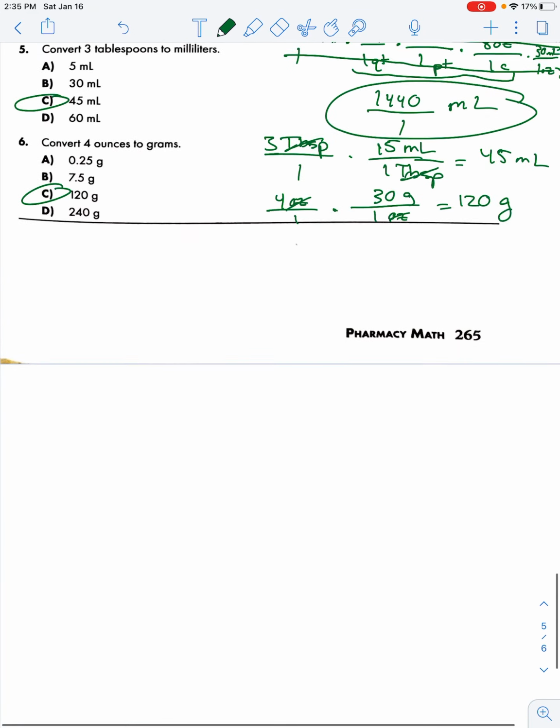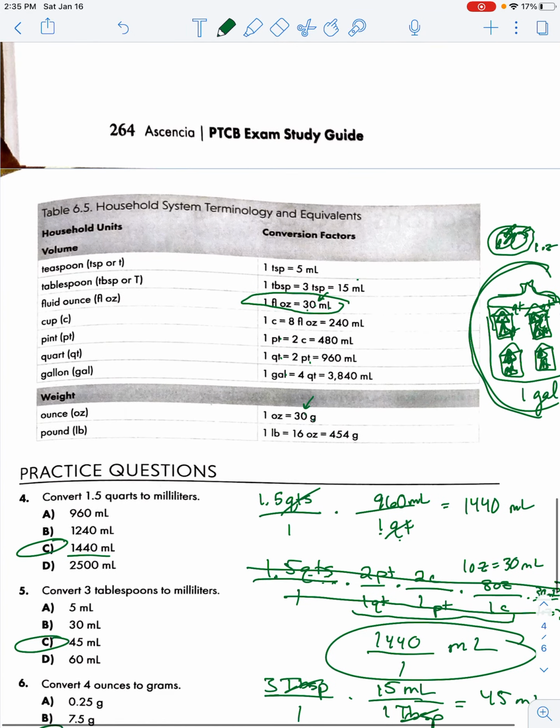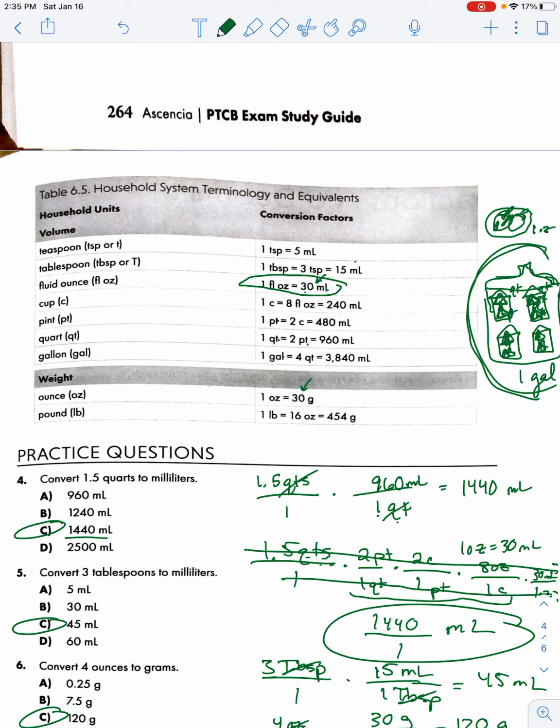All right, and that's it for conversions. So I'll put a practice page up on Edpuzzle for conversions. Right now there's just a practice page for Roman numerals. We'll do a practice page for conversions, and then we'll move on to fractions, decimals, and percents.